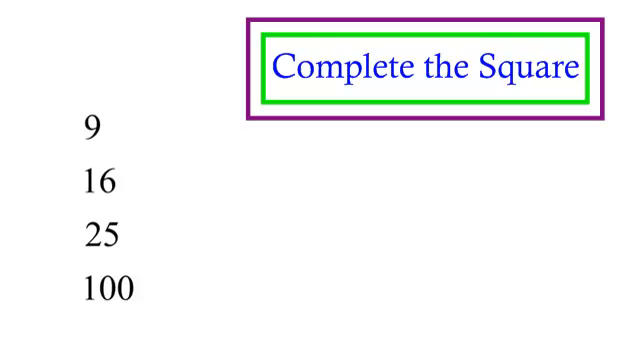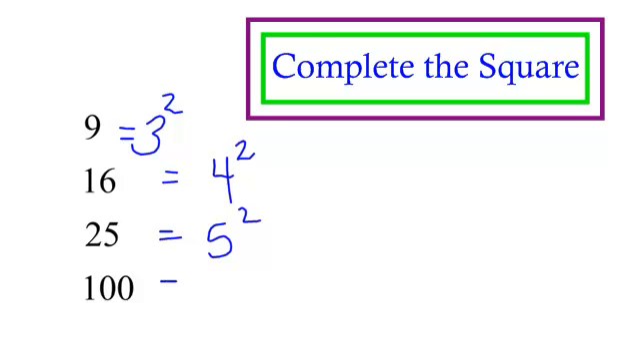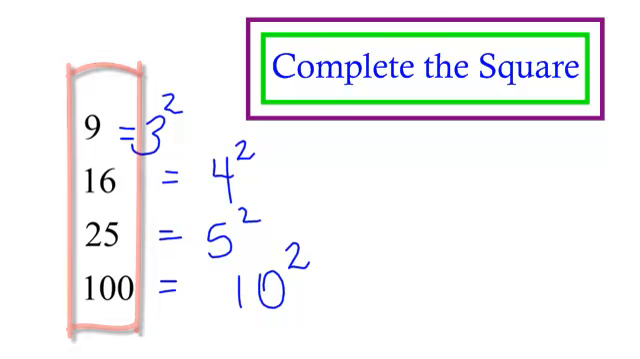9. 9 is a perfect square. Why? Well, because 9 is equal to 3 squared. 16 is a perfect square because it is equal to 4 squared. 25 is a perfect square because it is equal to 5 squared. And 100 is also a perfect square because it's equal to 10 squared. So y'all know why these are called perfect squares.